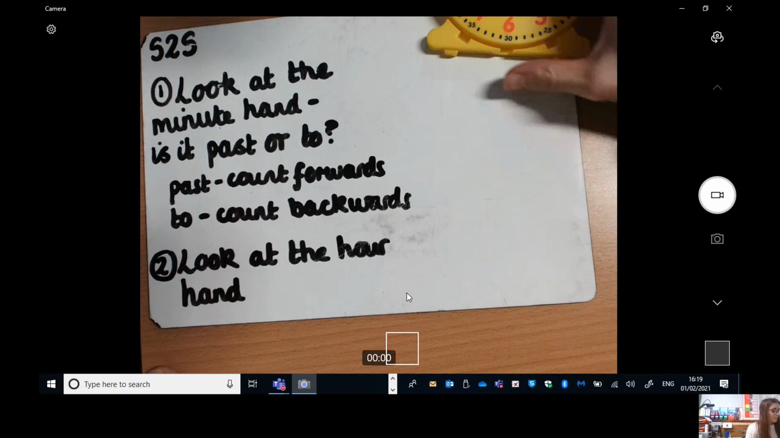Okay, let's look at the steps again. Look at the minute hand. Is it past or to? It's to. So I'm going to count backwards this time. It's starting at my 12, which 5 times 12 is 60, 59, 58, 57. So it's 57 that it's pointing to. So I've got a nice easy calculation this time to work out how many minutes to it is. It is 3 minutes to the hour. And what hour is it? The hour hand is pointing at, for step number 2? It's 6. So it's 3 minutes to 6.